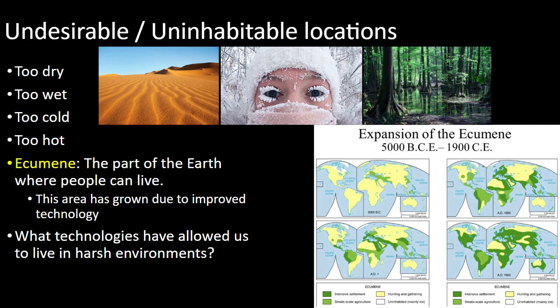Basically, there are some places where people don't live, but these are the extremes, right? They're too cold, too dry, too wet, too hot, right? Like you see, you got the deserts. This is near the city of Yakutsk in Russia. This is probably somewhere in the southeast United States.